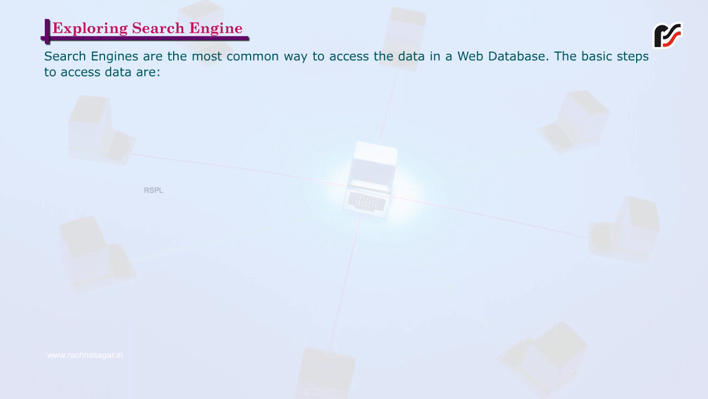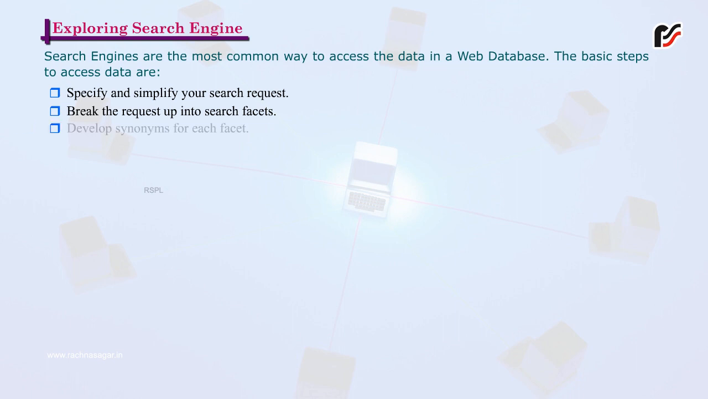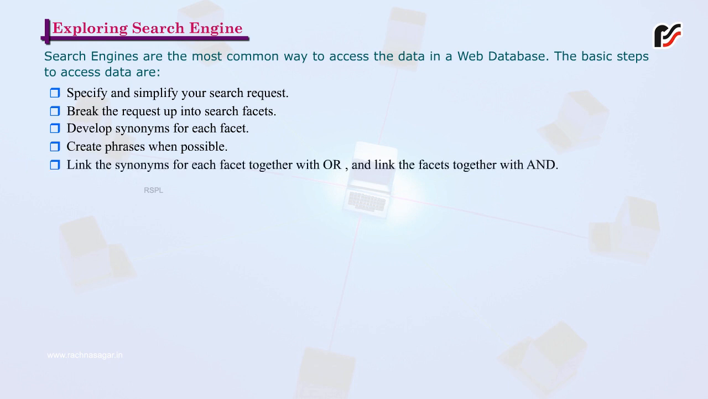Exploring search engines. Search engines are the most common way to access the data in a web database. The basic steps to access data are: specify and simplify your search request. Break the request up into search facets. Develop synonyms for each facet. Create phrases when possible. Link the synonyms for each facet together with OR and link the facets together with AND.